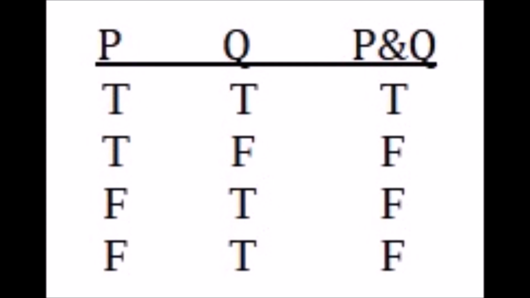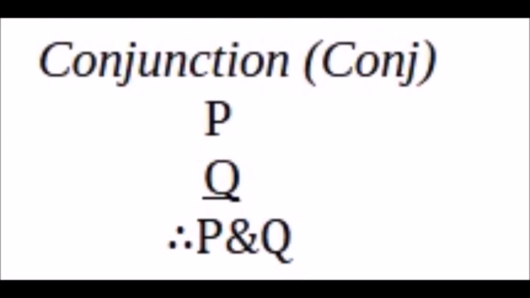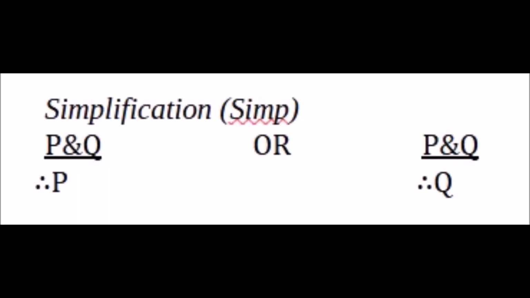And so our truth table for the and or conjunction symbol, the ampersand. In textbooks, you may also see a dot used, or an upside down V known as a wedge. The associated valid inferences related to conjunction are the first rule of conjunction. Given P and Q, we can infer P and Q, and the rule of simplification. Given P and Q, we can infer P, or given P and Q, we can infer Q.